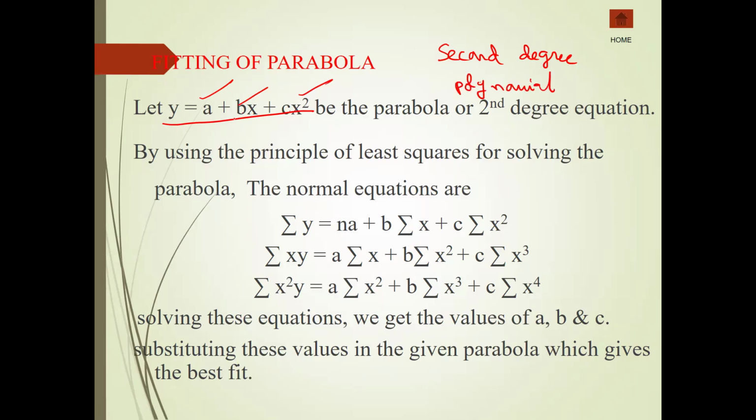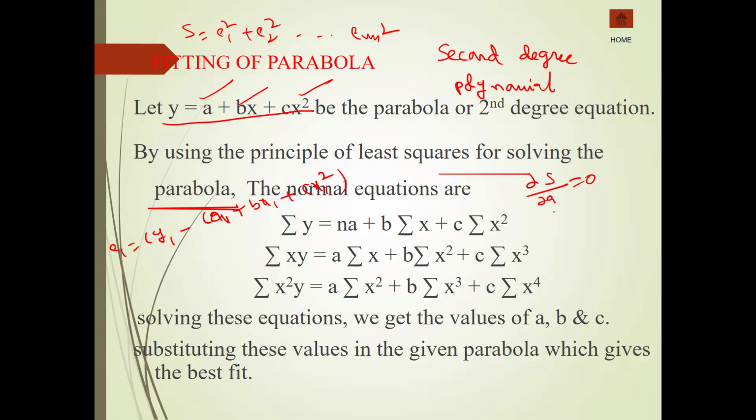Polynomial. So applying the method of least squares, S is equal to e1 square plus e2 square, and so on, up to em square. Your e1 is y1 minus (a plus b x1 plus c x1 square). This is your e1, e2, em. Same procedure: differentiating, ∂S/∂a is 0, ∂S/∂b is 0, ∂S/∂c is 0. And simplifying, these are the equations you will get.